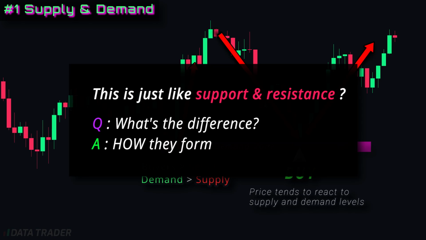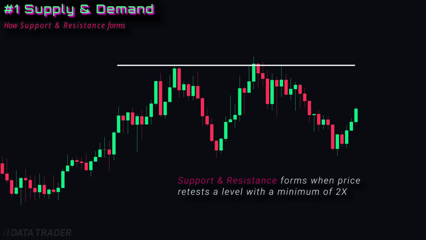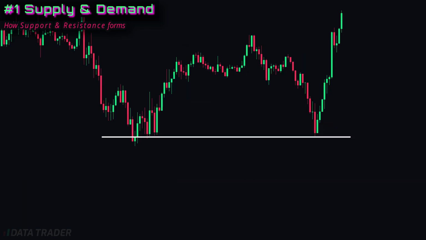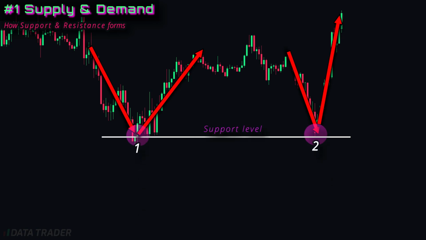Let's first start with support and resistance. Support and resistance forms when price retests a level a minimum of 2 times. For example, in this chart, we can see that price went up, goes down. Then, it went up again, hits the previous level, and comes back down. Because it already retested the level twice, we can call this a resistance level. Same thing with support. Here, we can see price went down, goes up, comes back down again, hits the level, and went up. Again, because it retested the level twice, we can call it a support level.